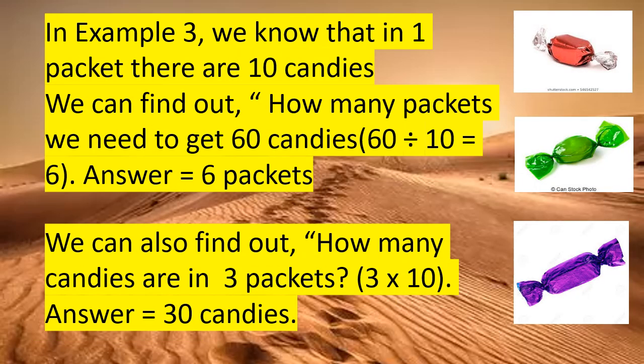In example 3, we know that in one packet there are 10 candies. We can find out how many packets we need to get 60 candies. 60 divided by 10 equals 6, so the answer is 6 packets. Or we can also find out how many candies are in 3 packets. So 3 times 10, answer is 30 candies.